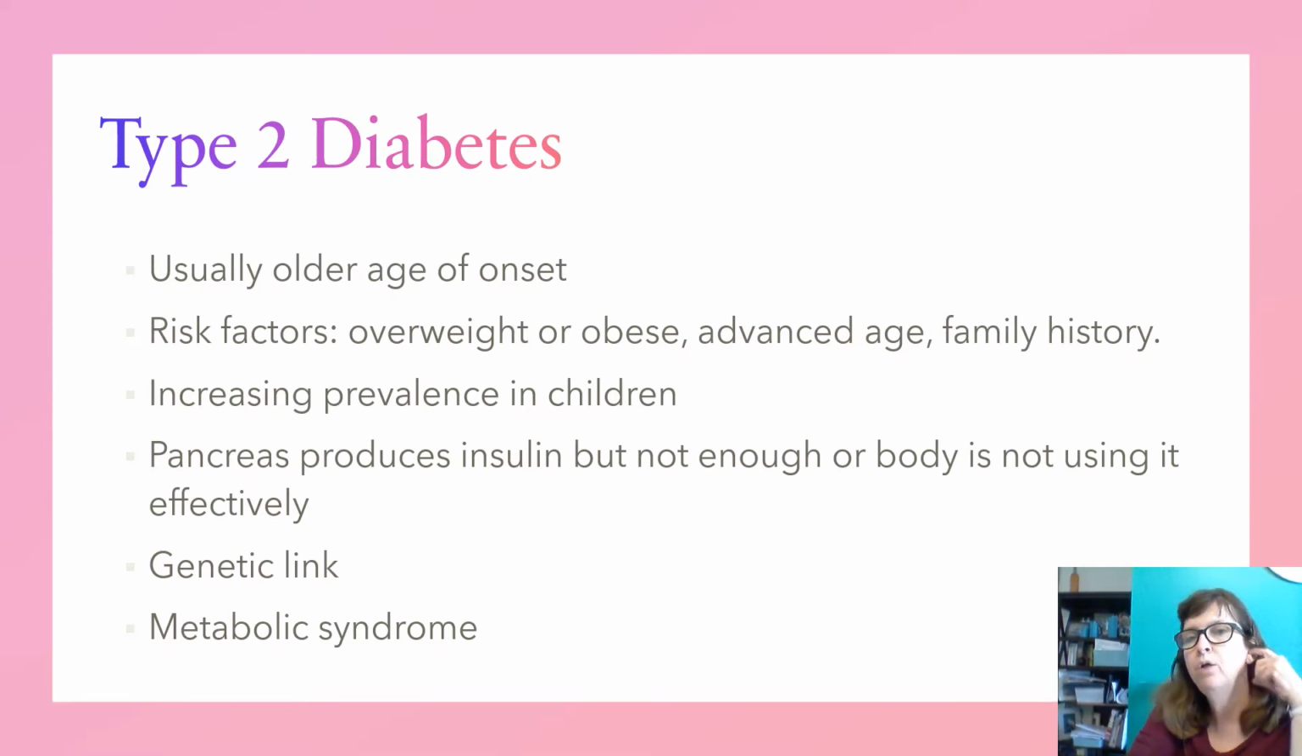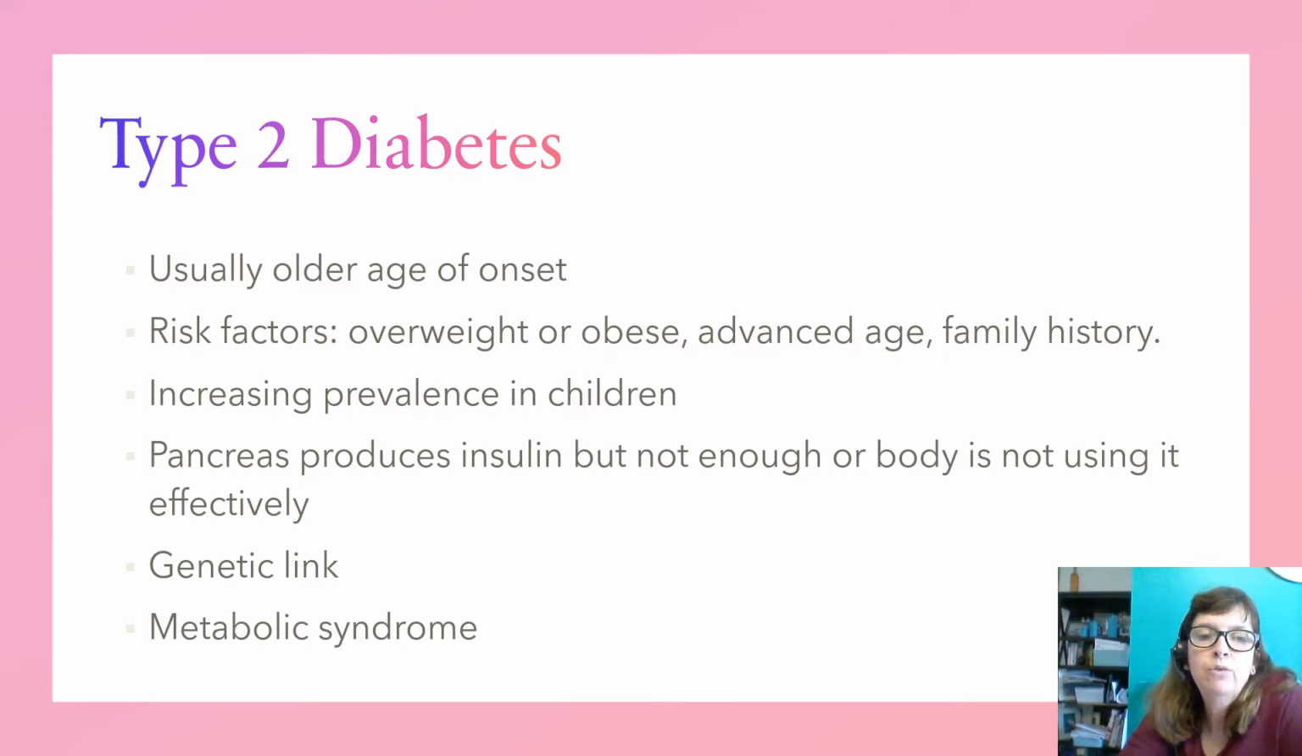Type 2 is formerly known as adult onset diabetes or non-insulin dependent diabetes. It's the most prevalent, 90 to 95% of diabetes is type 2. Many risk factors include being overweight or obese, advancing age, and family history. We're seeing an increased rise, and have been for at least the last decade, of type 2 diabetes in children and adolescents because of dietary problems and sedentary lifestyles. It's greater in prevalence in some ethnic groups.